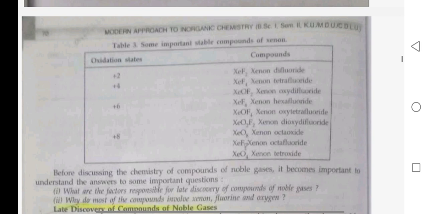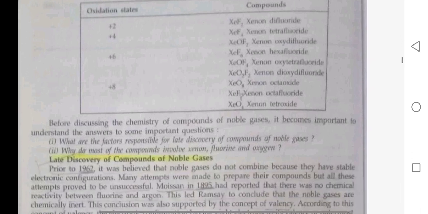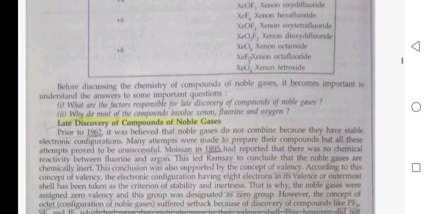Plus 2 has the compound xenon difluoride. Plus 4 oxidation state has compounds xenon tetrafluoride or xenon oxydifluoride. Plus 6 oxidation state has compounds xenon hexafluoride, xenon oxytetrafluoride, xenon difluoride dioxide. Plus 8 oxidation state has compounds xenon octaoxide, xenon octafluoride, xenon tetroxide.